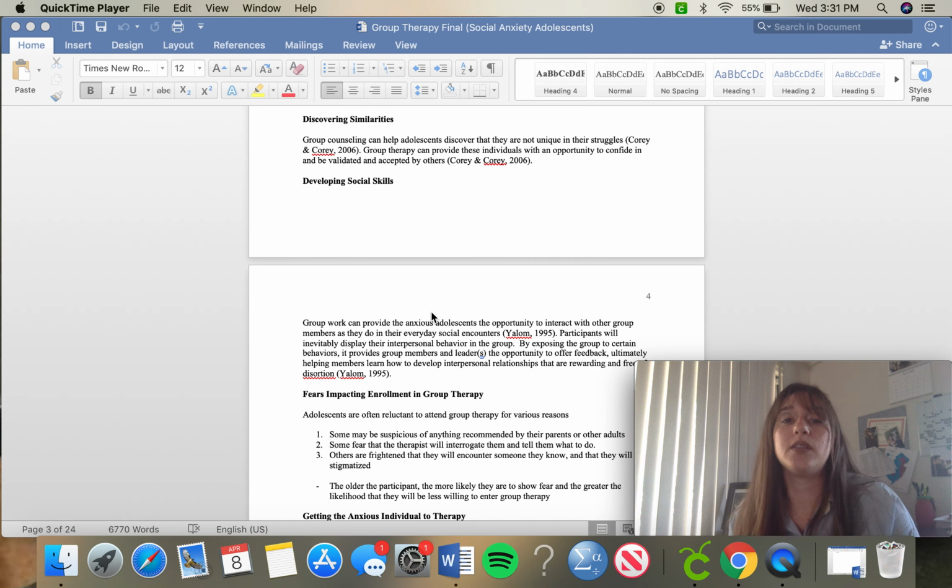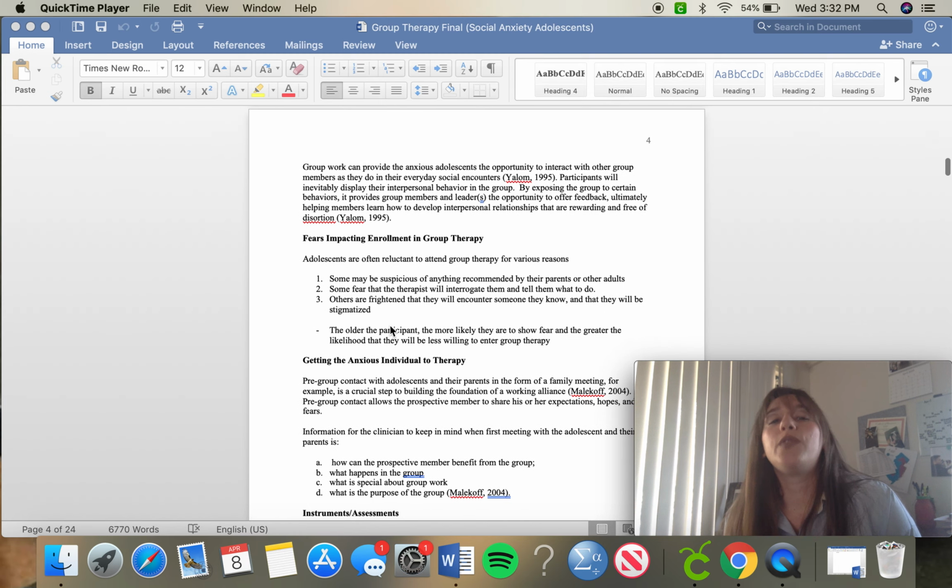Next is developing social skills. We talked about how they're a component, so now I want to talk a little bit about how they're going to be developed. When they're interacting with each other in a group situation, inevitably their interpersonal behaviors are going to come out. This gives a chance for the leaders and other group members to provide them with feedback. And this will ultimately assist and improve their interpersonal relationships if they're working on these skills in the group therapy session.